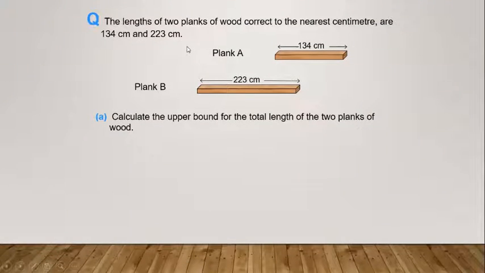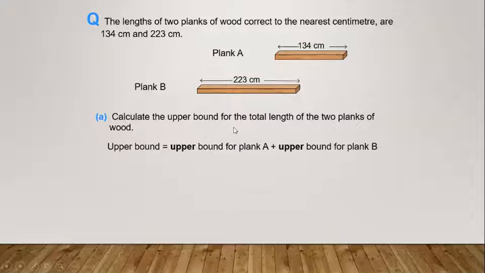So here you can see two planks of wood, and the lengths of these planks are given. The length of plank A is 134 centimeters and the length of plank B is 223 centimeters. You are asked to calculate the upper bound of the total length of the two planks. Now again, no error please, do not just add these two. The very first thing we need to do is find the upper bounds of the lengths.